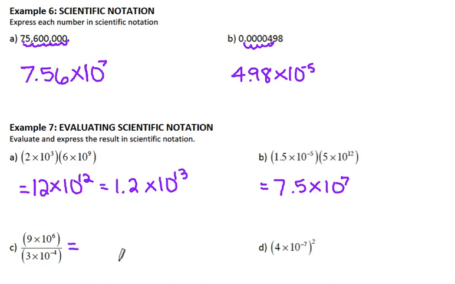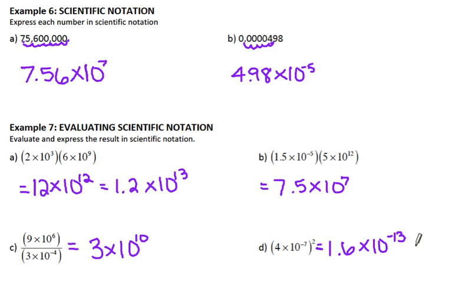For this one over here, I'm taking 9 times 10 to the 6th divided by 3 times 10 to the negative 4th, and that gives me 3 times 10 to the 10th. And then finally for this one, I have 4 times 10 to the negative 7th being raised to the 2nd power. That's going to give me 1.6 times 10 to the negative 13th.